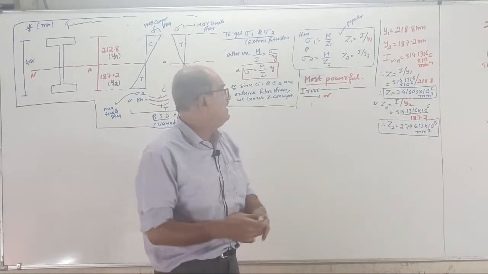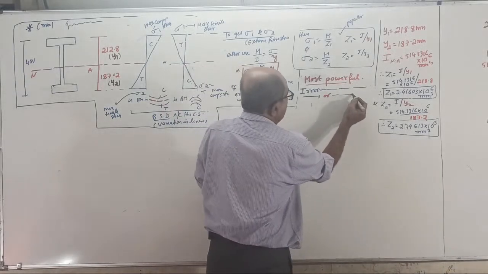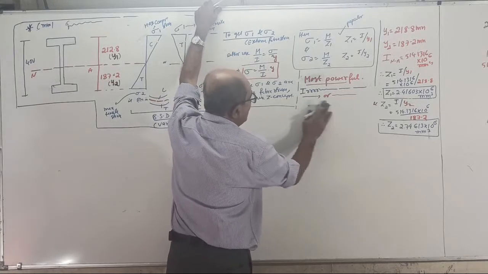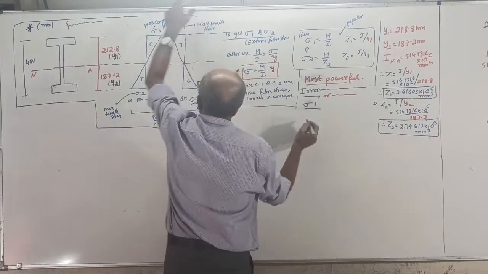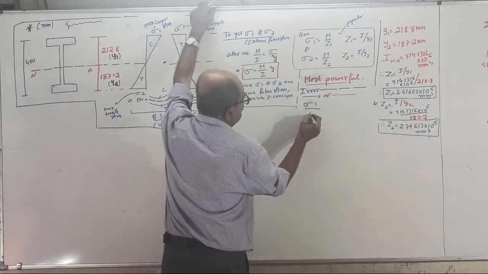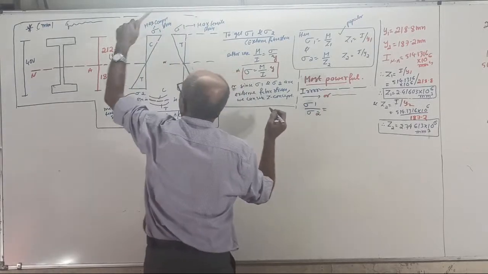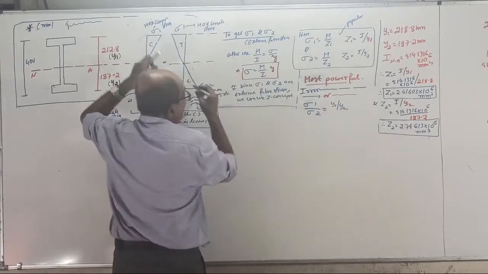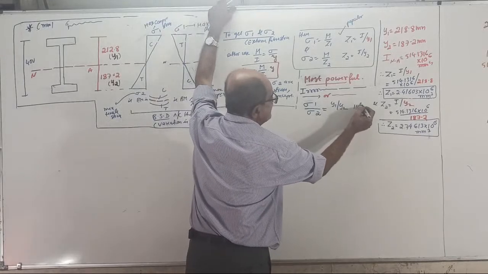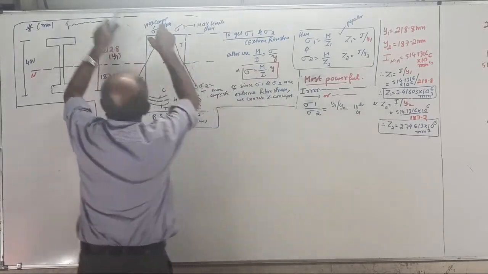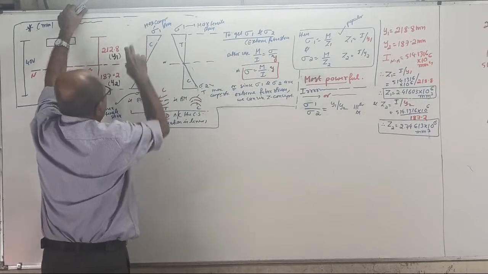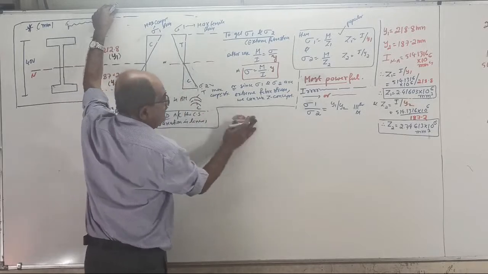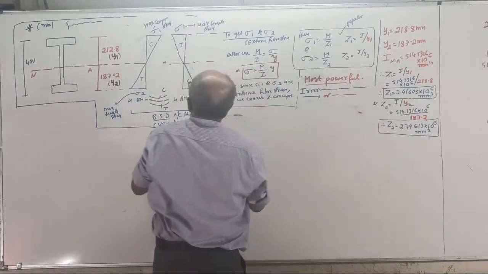That is your capacity. Irrespective of that or this, remember, sigma 1 by sigma 2 should be equal to y1 by y2. That is from similar triangles. Sigma 1 by sigma 2 equal to y1 by y2. Some people write it the other way: sigma 1 divided by y1. That is better, to make it more clear.